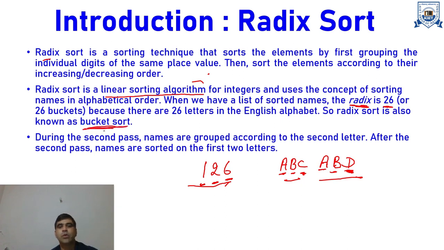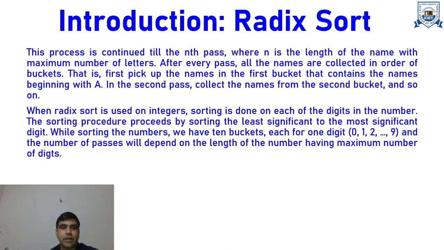So Radix sort is sometimes also known as bucket sort. In each pass, we group these names according to the first letter, then in the second pass according to the second letter, in the third pass according to the third letter, and so on. The number of passes required will be the maximum number of symbols in any key. Let's understand this with the help of one example.